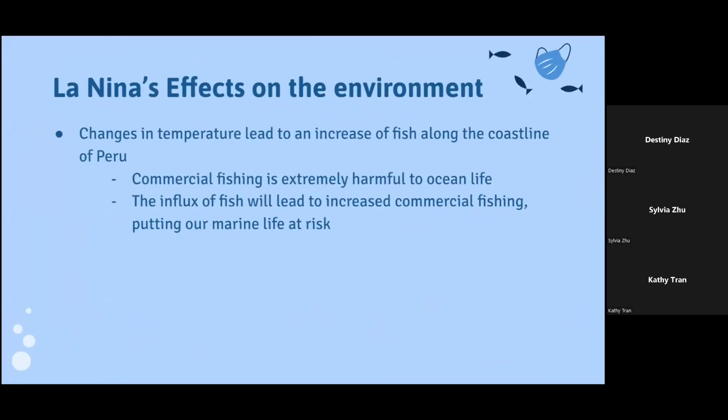In addition, because of the changes in temperature, this can lead to an increase of fish along the coastlines of some places like Peru. So these coastlines are going to have an influx of fish. But the reason that this is harmful is because the increase of fish will lead to an increase of commercial fishing, which is harmful to ocean life and is reducing the amount of fish in our oceans very quickly.